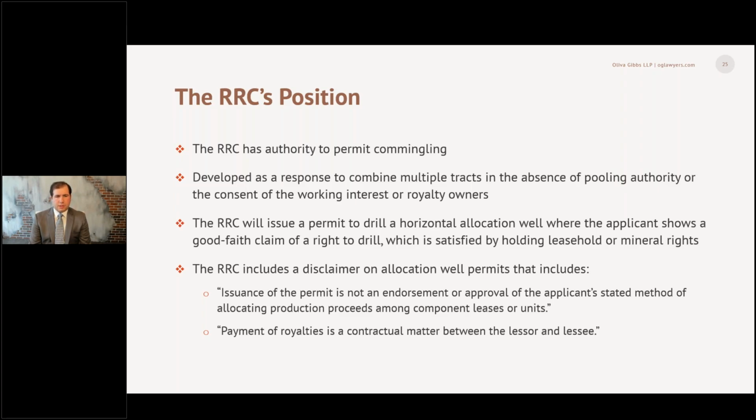All Railroad Commission permits for allocation wells are going to include a disclaimer. That disclaimer says the issuance of the permit is not an endorsement or approval of the applicant's stated method of allocating production proceeds among component leases or units, and payment of royalty is a contractual matter between the lessor and lessee. So again, as we discussed, the Railroad Commission administers conservation laws. They're not in the business of adjudicating how you're going to allocate production. They think that's a private matter between the parties, and the parties need to figure that out. If there's disagreement between those parties, then they need to go to the judicial system.